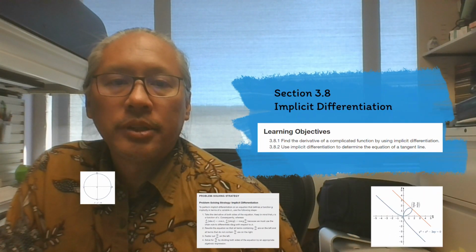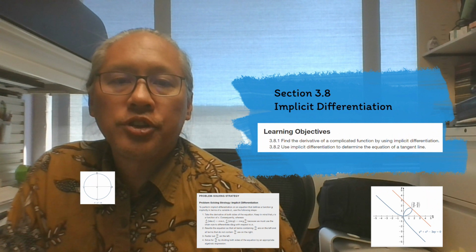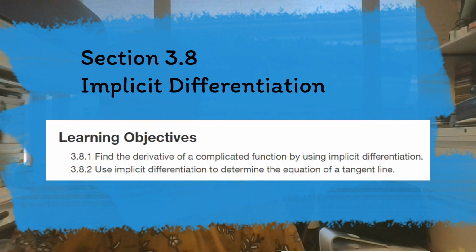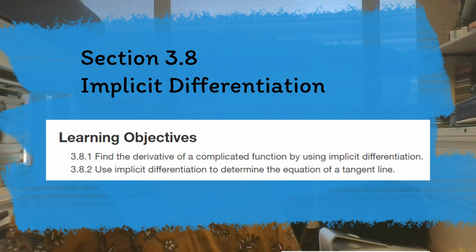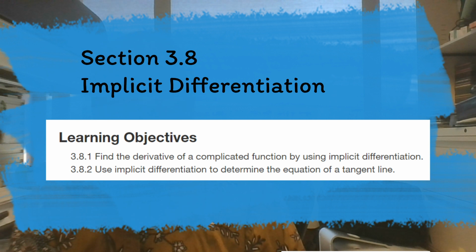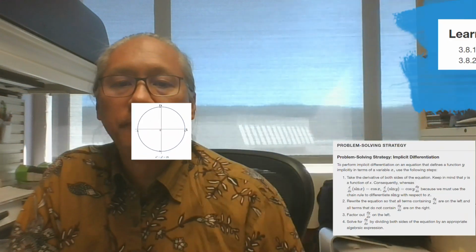In this video, we will take a dive into section 3.8, implicit differentiation. What is implicit differentiation? Well, the objectives that we want for this course is to try to find the derivative of some implicit function or some implicit relationship between x's and y's, and try to find a derivative of that with respect to one of the variables, usually x. And then we're going to use implicit differentiation to find the equation of a tangent line.